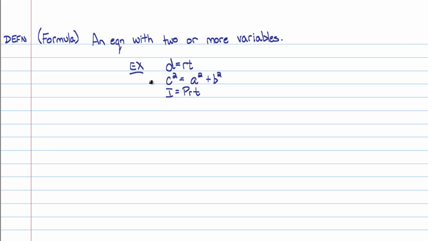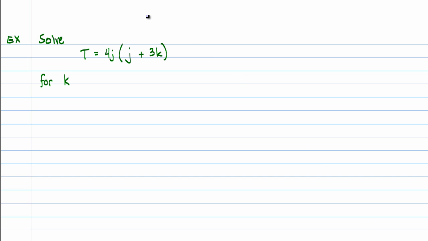In this lecture, just the next two examples, in fact, that's it, we're going to concentrate on solving formulas for specific variables. Like in this example, we're going to solve this formula, which is t equals 4j times the quantity j plus 3k. We want to solve that for k.